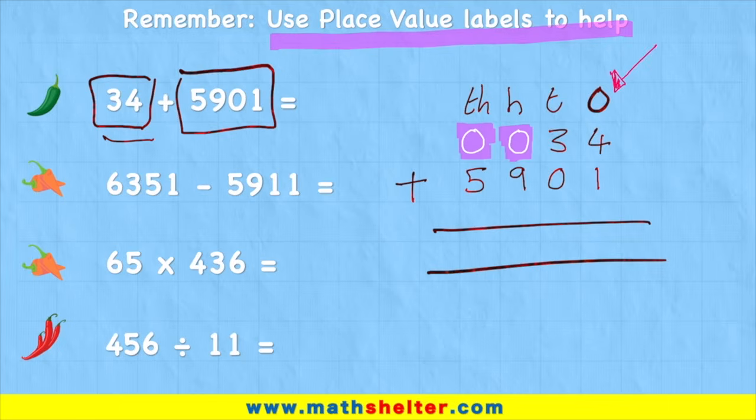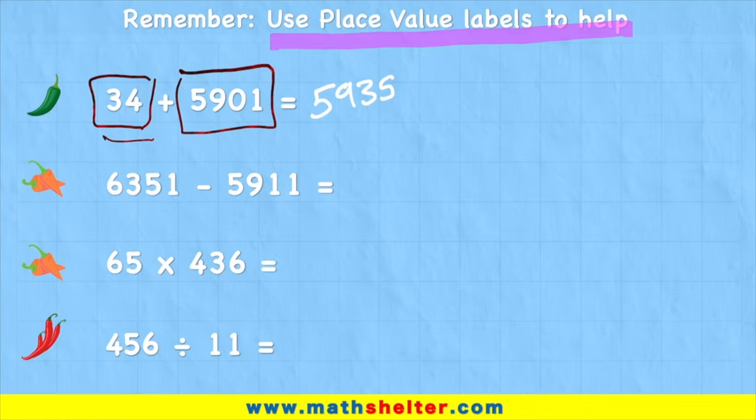So starting at my smallest value, I have 4 plus 1 is 5, 3 plus 0 is 3, 0 plus 9 is 9, and 5 plus 0 is still 5. Super simple, easy start. Only thing to remember is to make sure we put the digits in the right place and make sure we include these placeholders. So my answer to 34 plus 5,901 is 5,935.